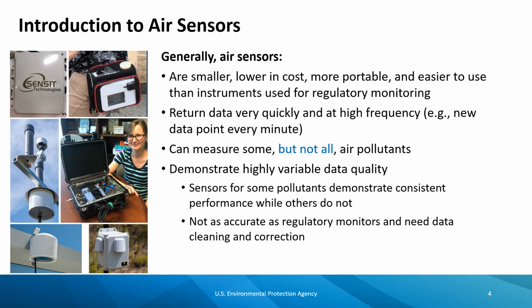Sensor data often needs data cleaning, a process where data is carefully reviewed and false data points are removed. Following data cleaning, sensor data often needs to be corrected. Correction, also called adjustment or calibration, is a process that accounts for the differences between the concentrations reported by the sensor and concentrations reported by the regulatory monitor. All of these steps make sensor data more comparable to data from regulatory monitors.